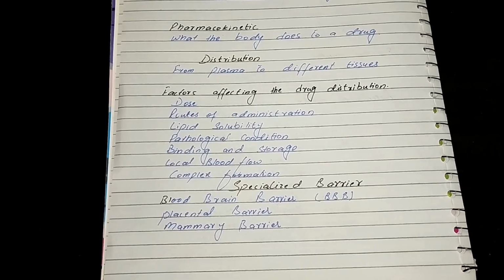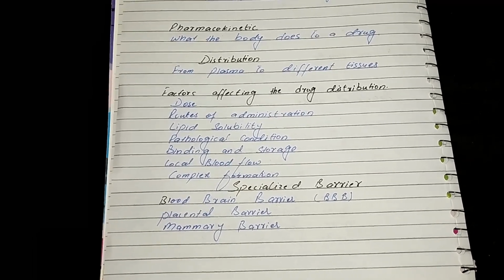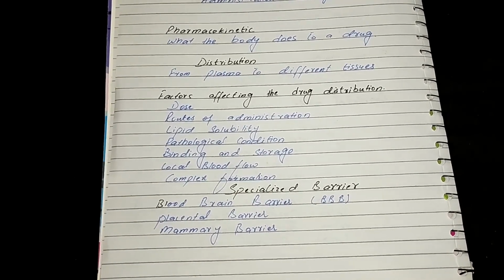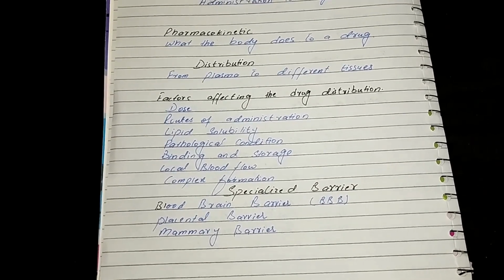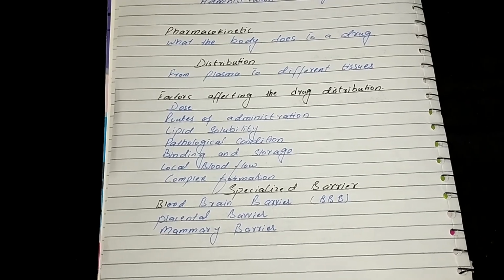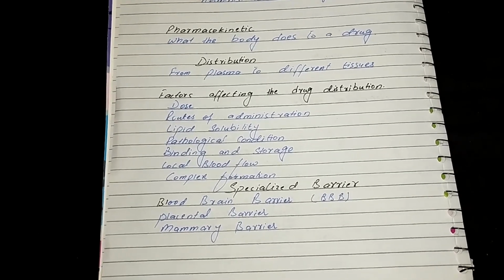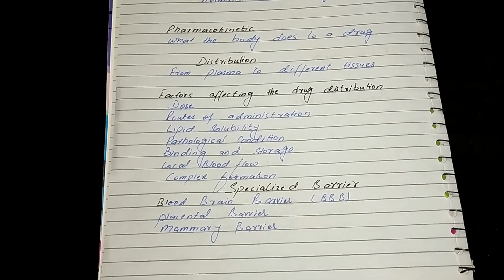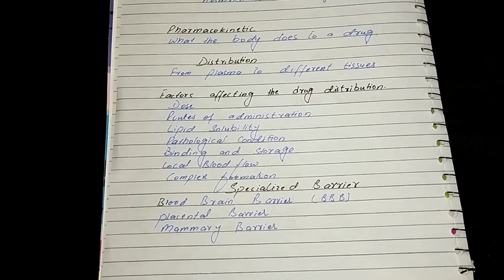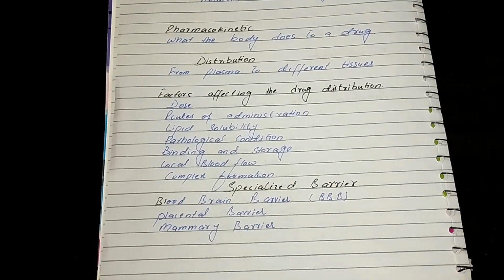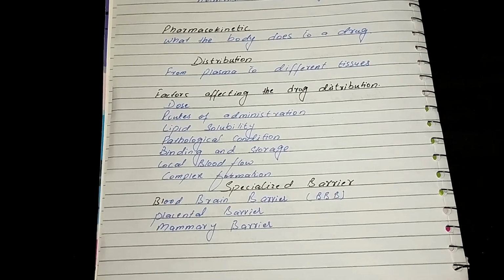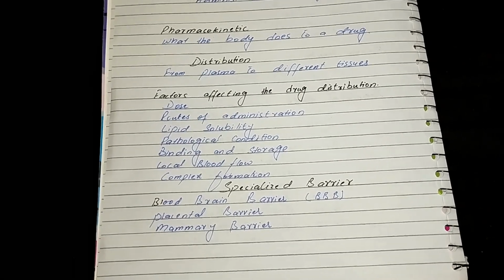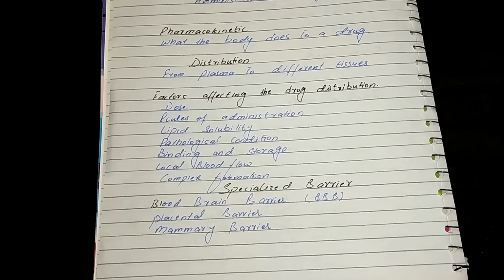Now we talk about the factors that affect the distribution of the drug. The very first factor is dose. The larger the dose, the higher the concentration of the drug achieved. Again, listen: the larger the dose, the higher the concentration of the drug achieved. Next we have route of administration. Intravenous injection produces a rapid rise in the blood concentration, whereas oral administration gives a slow rise and slow peak concentration, right?